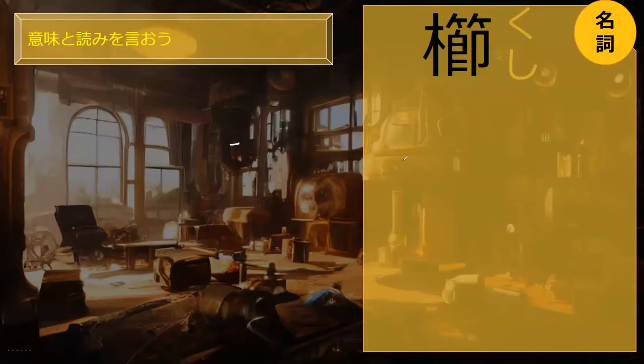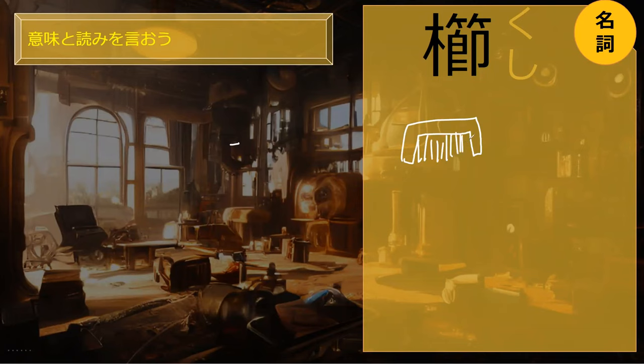Do you know what a kushi is? It's the first time we've seen this in this book. Kushi is... what is it? A comb? It is a comb, correct. Kushi is a comb. This ugly kanji means comb.